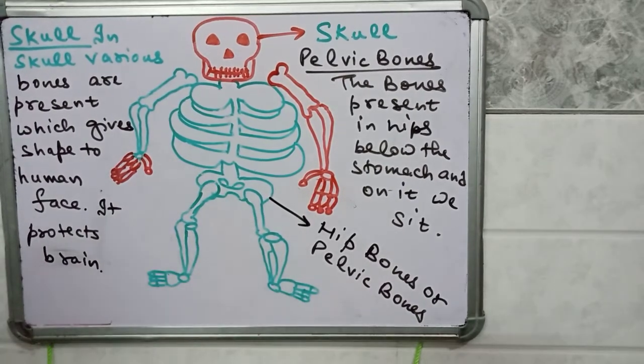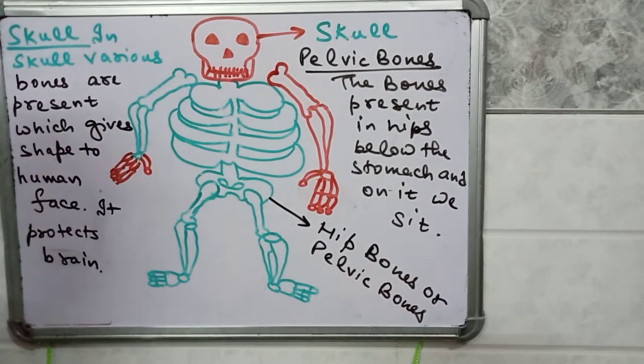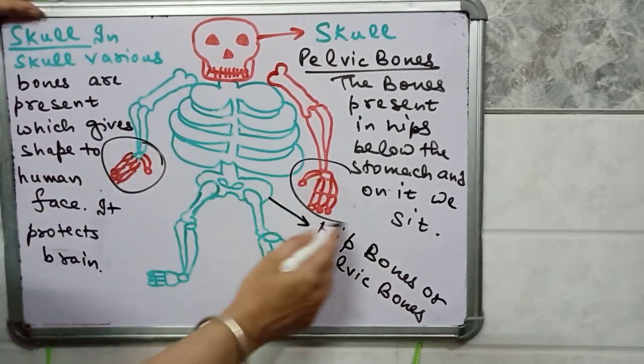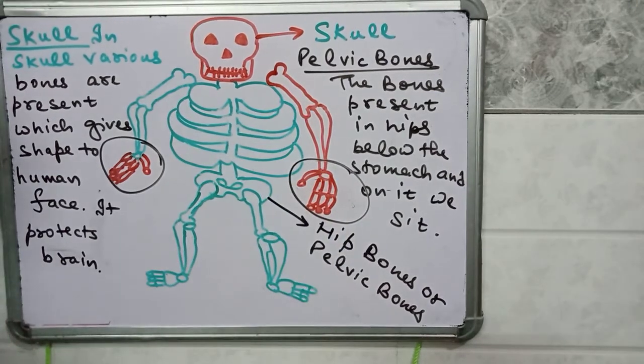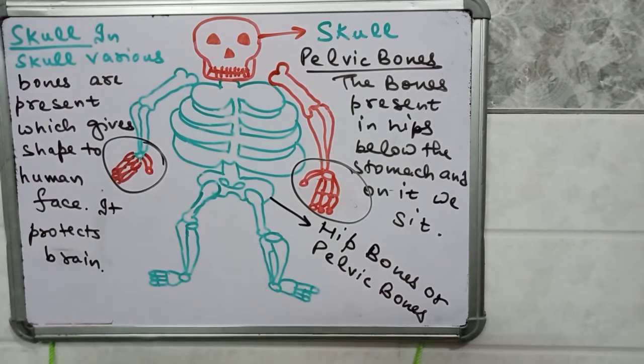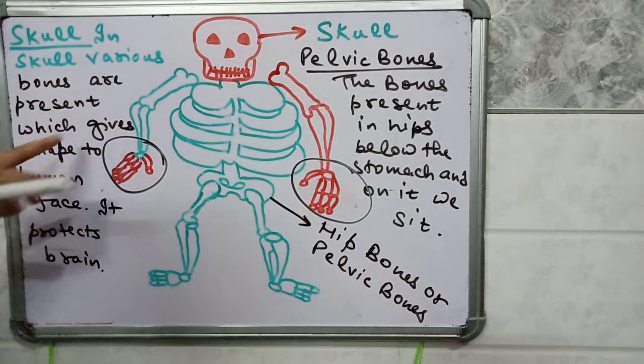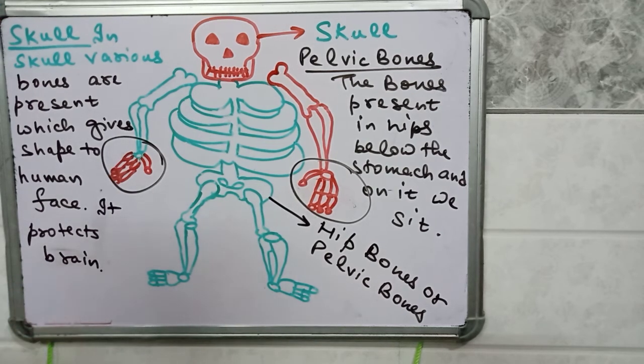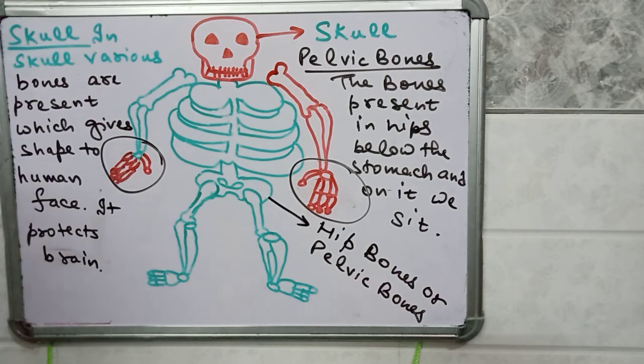Okay, so rib cage we have already discussed. The bones present in the hand were already discussed in the previous videos. So two types of structure are present in the human skeleton. One is skull and another is pelvic bone. In skull, various bones are present which give shape to the human face. And what is its function? It protects the delicate organ like the brain.